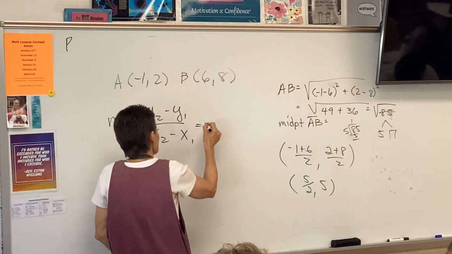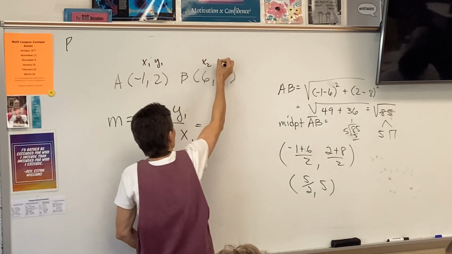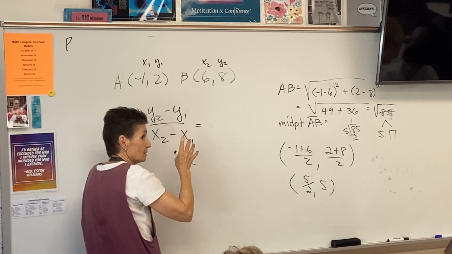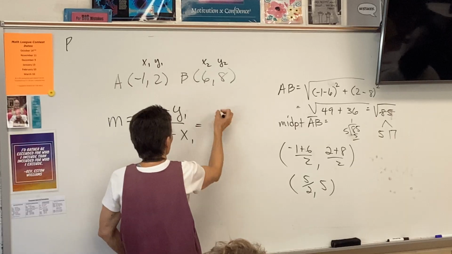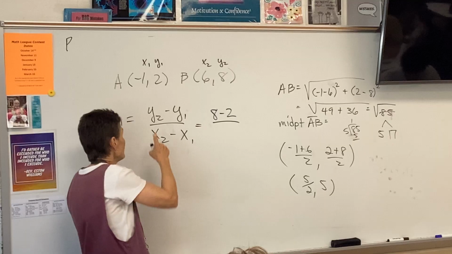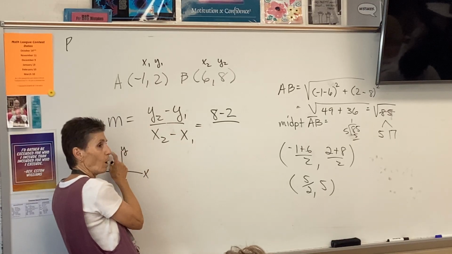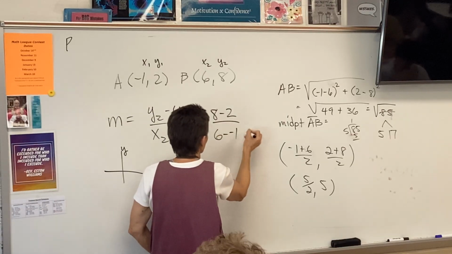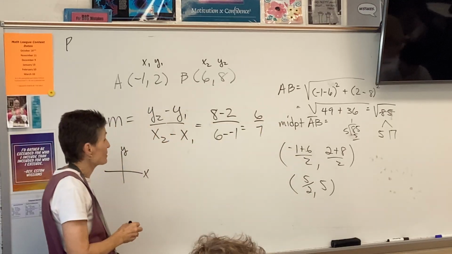So for us, if this is point 1 and this is point 2, it doesn't matter which one's which. One of them's point 1, one of them's point 2. So we're going to subtract our y's. Y's go on top. When you do slope, y is on top, just like in the coordinate axis system. And then 6 minus 8. Did you get 6/7 as your slope?